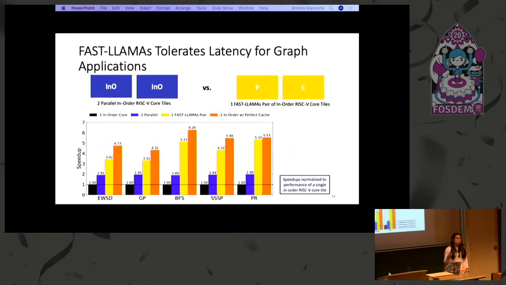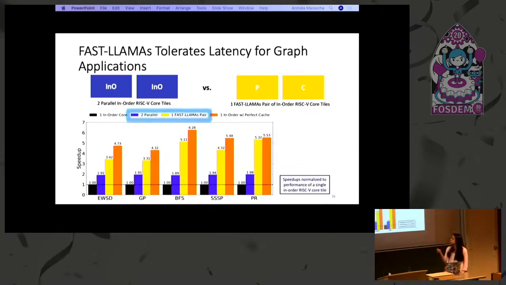So going back to the DECADES hardware, we have the notion of core tiles. These core tiles can be reconfigured. We can have them as two parallel core tiles that run simultaneously, or we could have a Fast Llamas pair, which is a producer core tile and a consumer core tile. And so we evaluate both of these configurations.